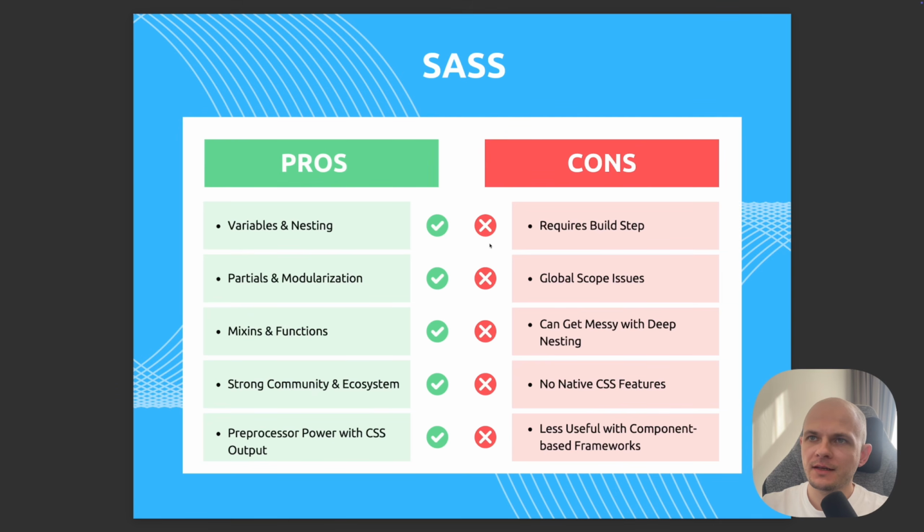Okay, so what are then the pros and cons of Sass? The pros are variables and nesting, we just saw them, partials and modularization, mixins and functions, strong community and ecosystem, preprocessor power with CSS output. And cons are it requires a build step, global scope issues, can get messy with deep nesting, no native CSS features, and less useful with component-based frameworks.